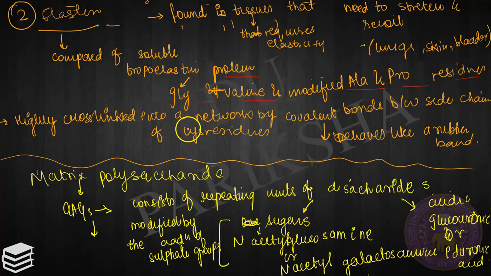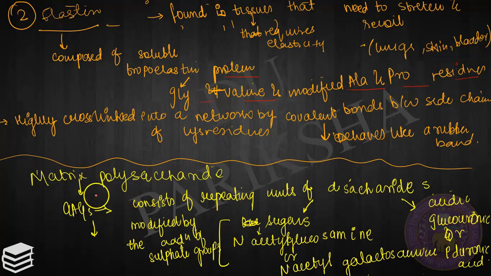They are highly cross-linked into a network by covalent bonding between the side chains of lysine residues, because of which they behave like a rubber band that can be stretched under tension and then snaps back when tension is released. Then we have matrix polysaccharides.